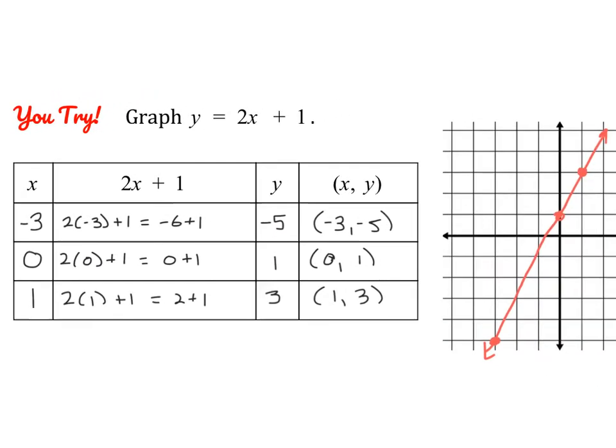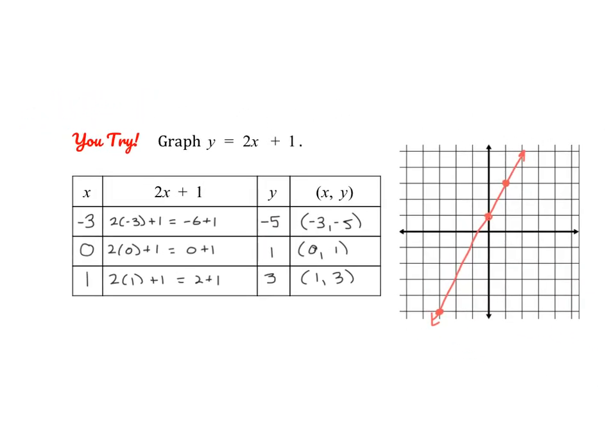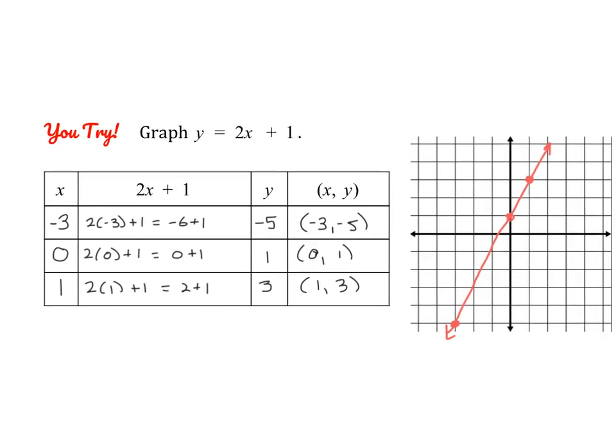So then if you plot those coordinates, you should get a graph that looks something like this. If you had different coordinates, you should still have a graph that looks the same. You just might have different coordinates plotted, but you should end up with a graph that looks exactly the same.